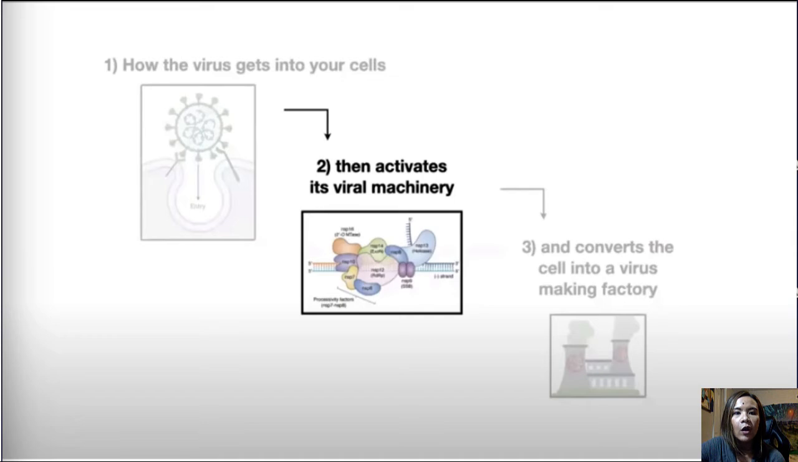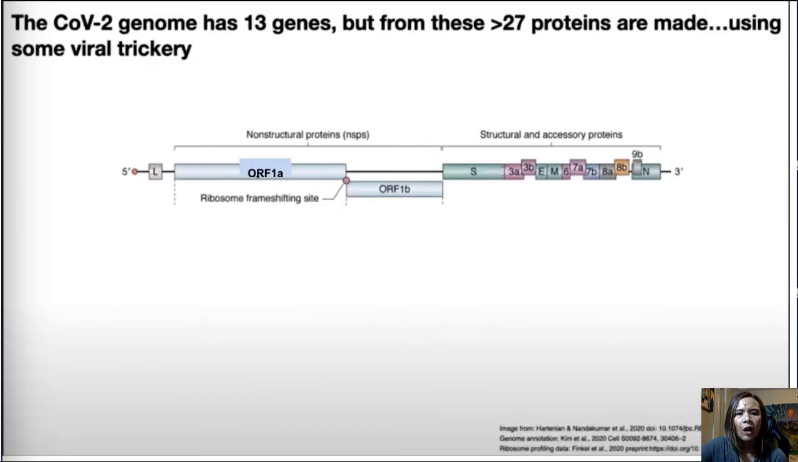So now that the RNA is in, what the virus needs to do is convert the genome into lots and lots of proteins that are going to do the work of remodeling the host cell, copying the viral genome, and assembling the new progeny virions. So how does the virus convert its genome to proteins to eventually replicate the viral genome and assemble new progeny? Well, let's take a look at the genome itself first.